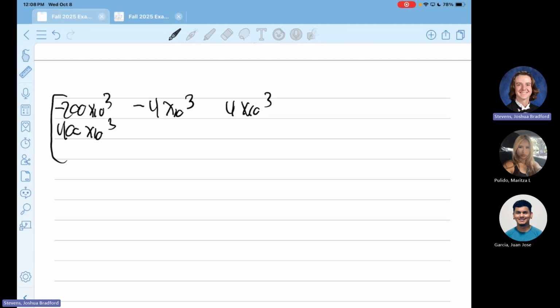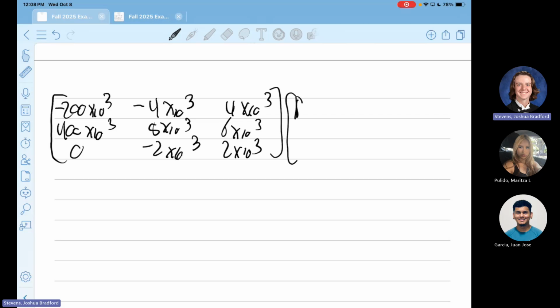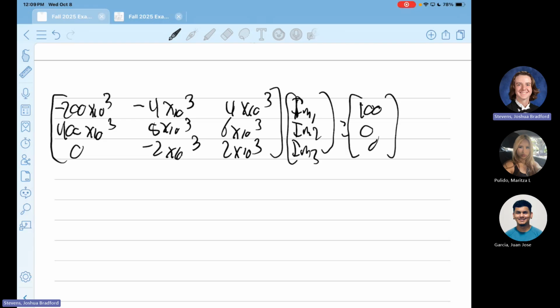400 times 10 to the third goes there. 8 times 10 to the third. 6 times 10 to the third. 0. Negative 2 times 10 to the third. And then 2 times 10 to the third. And that is all multiplied by IM1, IM2, IM3, and that equals 100, 0, 0, plus 0, 0, 1. Okay.